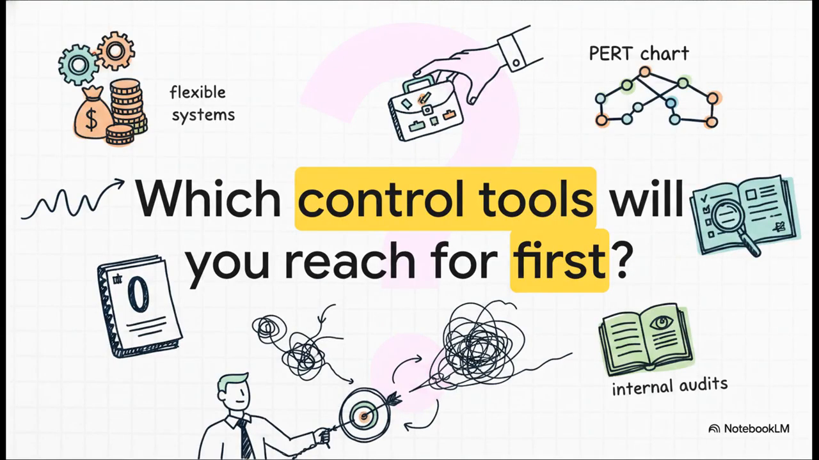And that brings our Introduction to Management Explainer to a close. From flexible systems and zero-based budgets to PERT charts and internal audits, you now have a pretty comprehensive toolkit. So, as we wrap up, I want to leave you with this final provocative question. When you finally step into that leadership role and you become the manager calling the shots, which of these tools are you going to reach for first to tame the chaos?